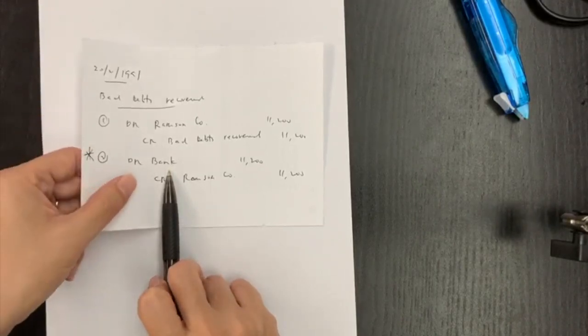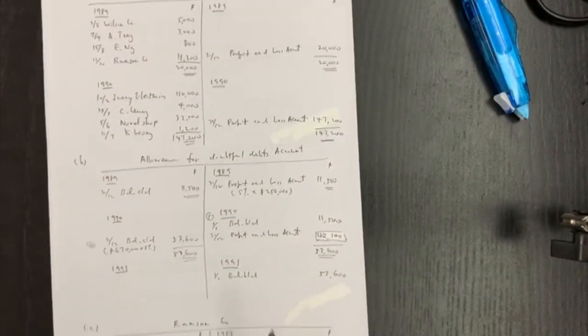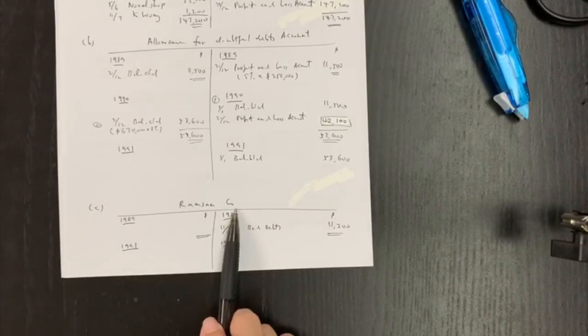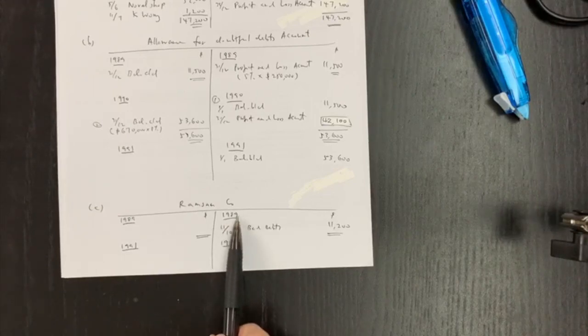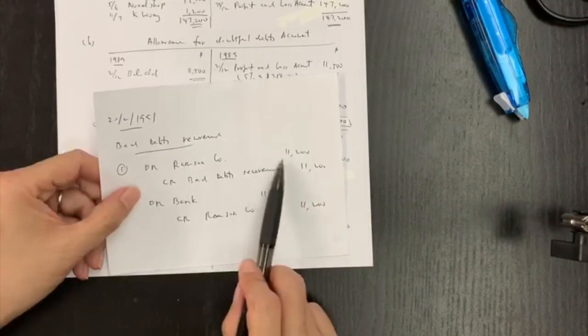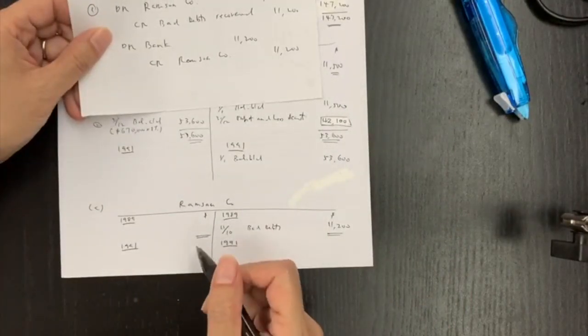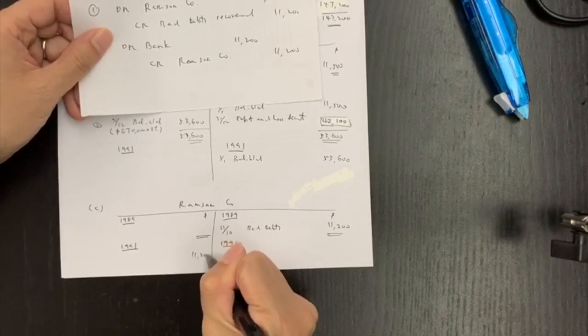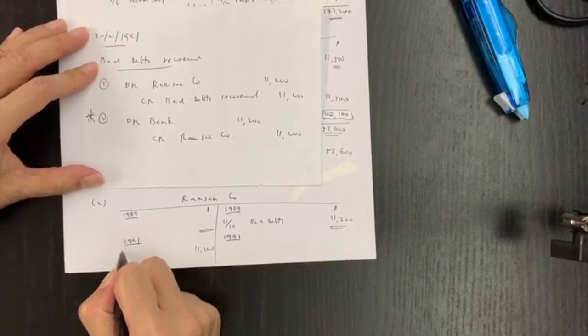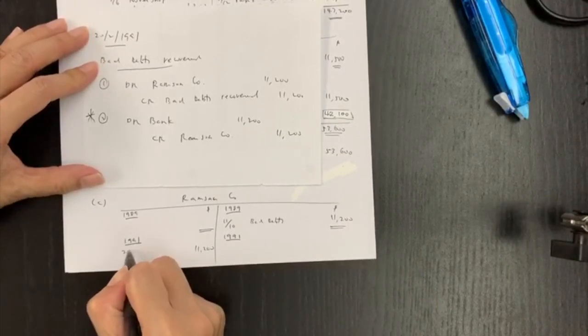And now I need to do my posting. So here I already have my Remsen company accounts. All right, so don't worry about this 1989. We will look at that later. So here is 1991, and then we have this double entry. So debit Remsen. Okay, so here is the debit side. So I put 11,200, and the date for bad debt recovered is on 20th of February.